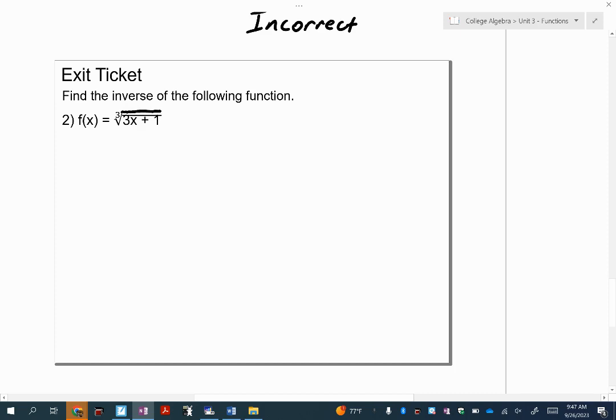So the one below it says f of x equals the cube root of 3x plus 1. Do you guys remember step 1? It's make f of x become y. So y equals the cube root of 3x plus 1. That's the first step. Yes, very good. That's step 1.